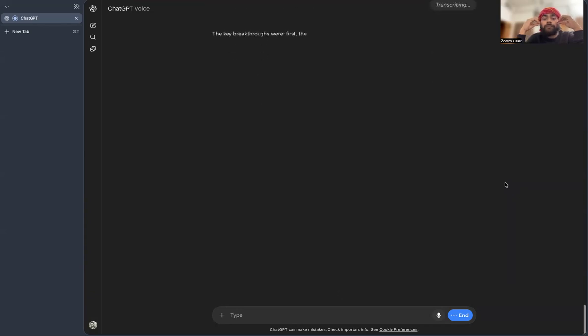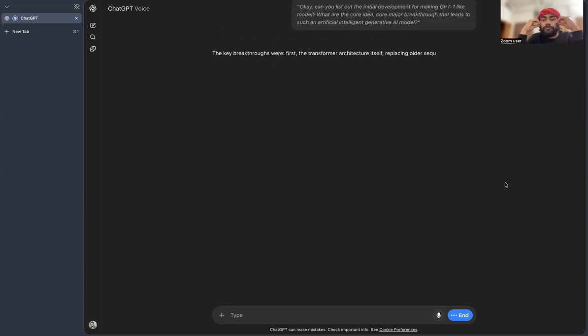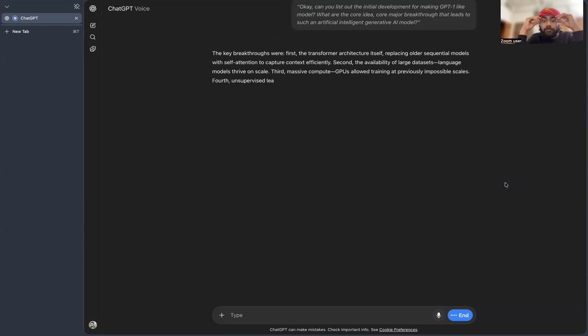The key breakthroughs were first the transformer architecture itself, replacing older sequential models with self attention to capture context efficiently. Second, the availability of large data sets. Language models thrive on scale. Third, massive compute. GPUs allowed training at previously impossible scales.